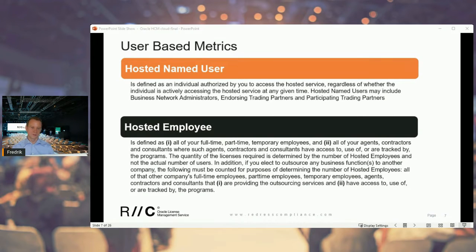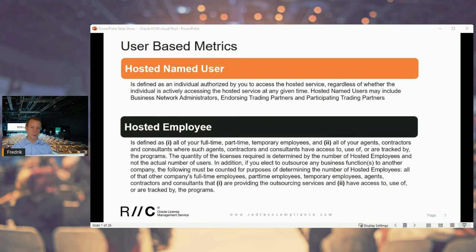And we can read the definition together. Hosted employee is defined as 1, all of your full-time, part-time, and temporary employees. And 2, all of your agents, contractors, and consultants, where such agents, contractors, and consultants have access to, use of, or are tracked by the programs. The quantities of the licenses required is determined by the number of hosted employees and not the actual number of users. Let's pause here again.